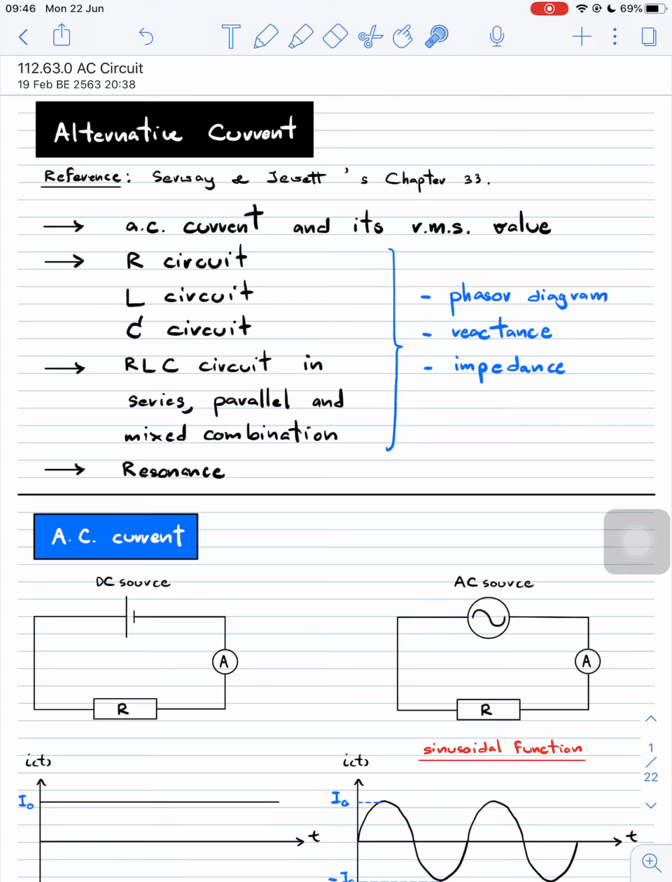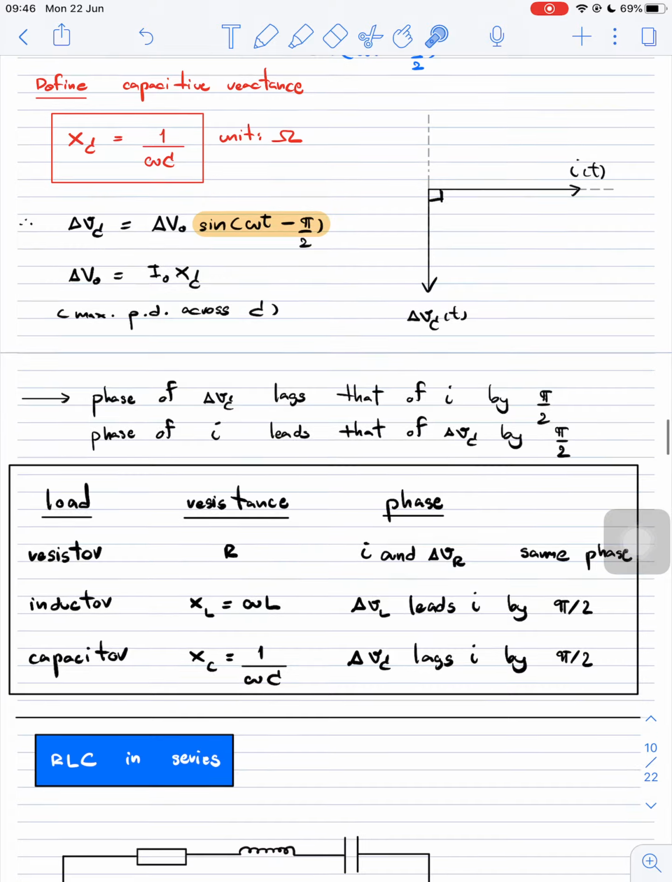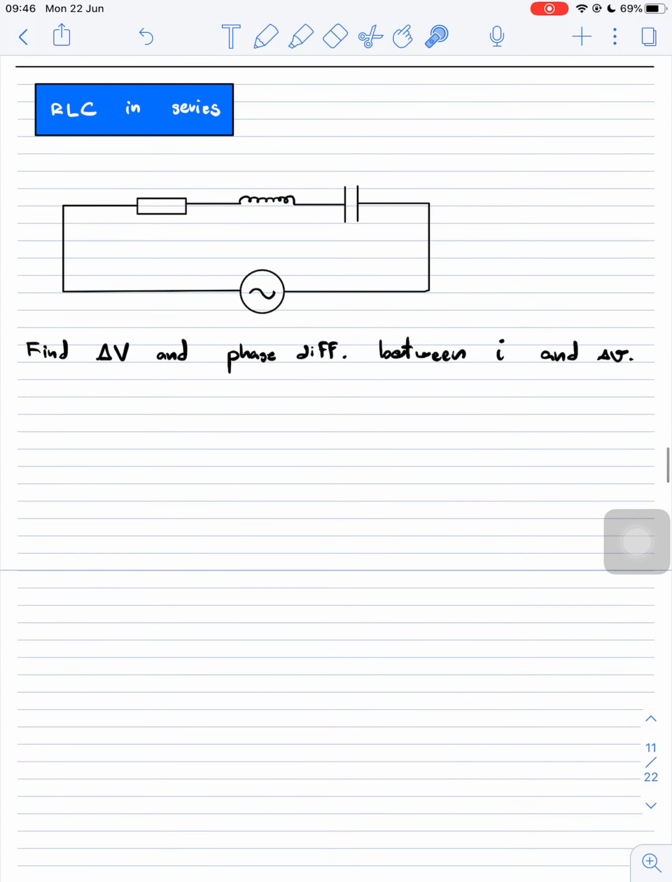So now let's talk about the R, L, and C circuit. I just want to start from the series combination first. In this circuit, we have a resistor, an inductor, and then a capacitor. The three of them are connected in series and then connected with the AC source as well.